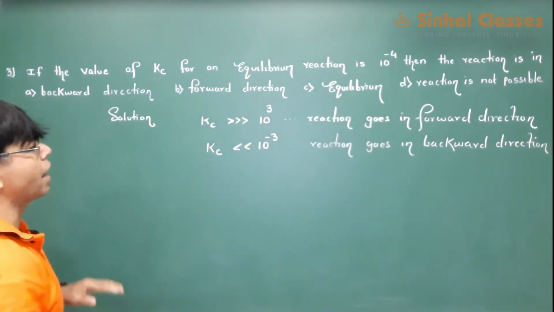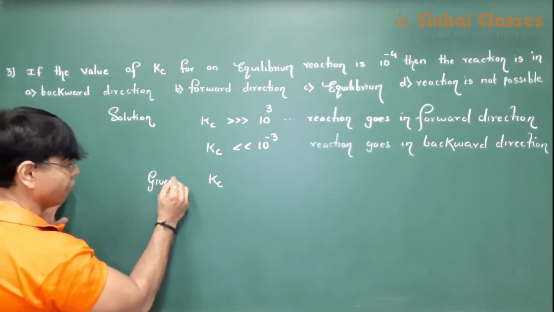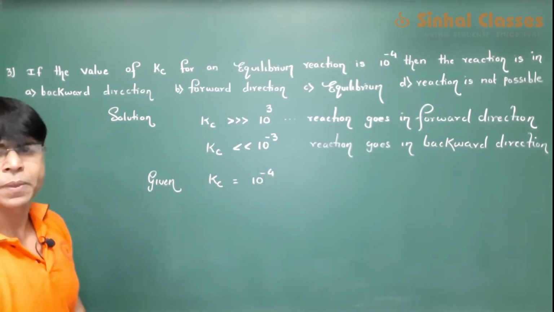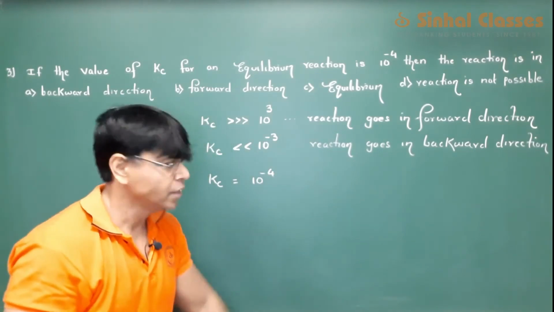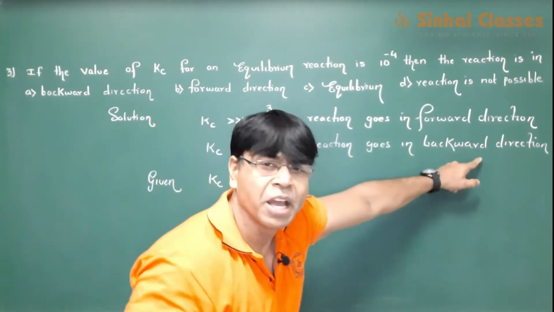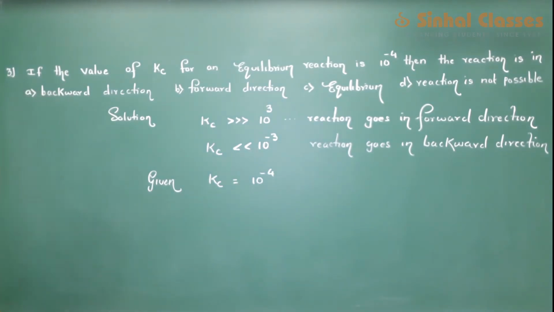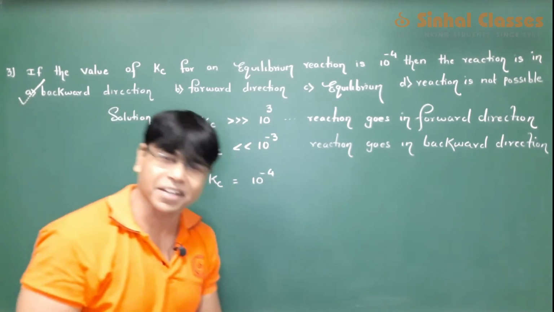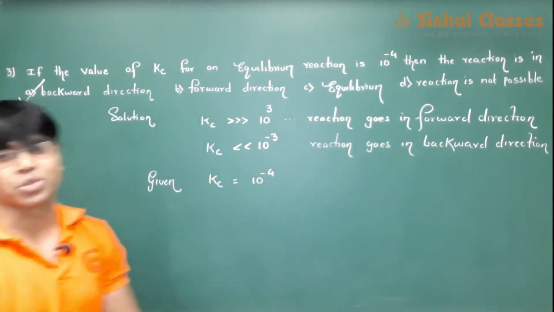Now, look at the value of Kc given to you. Given Kc is 10 raised to minus 4. That means it is less than 10 raised to minus 3. So reaction will go in the backward direction. So your answer for this question will be A. A is the correct answer for this question. Now we go for the next question.